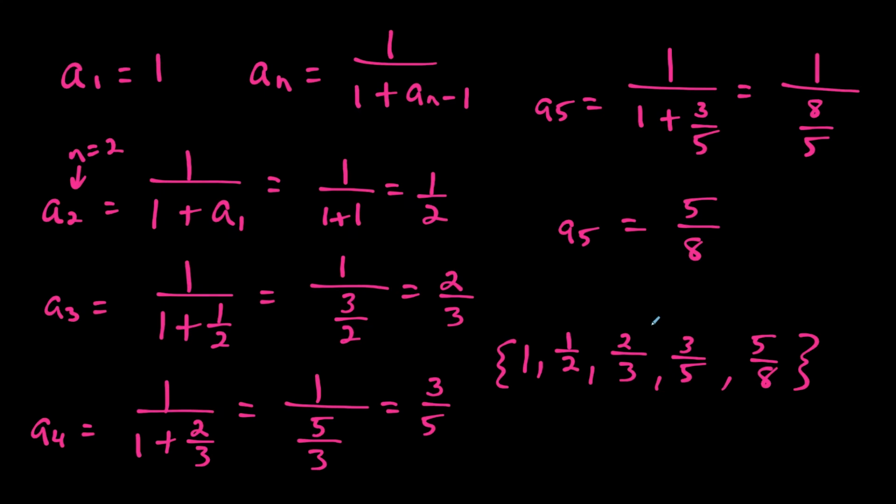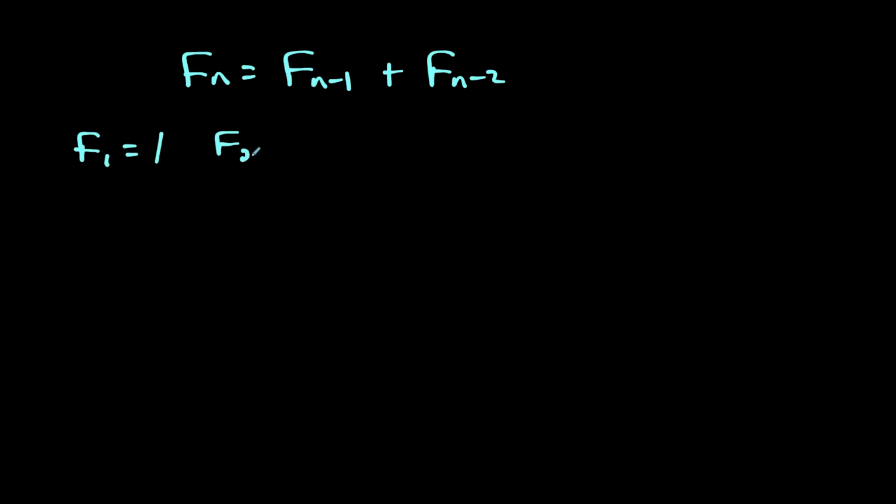Now, it would be hard to make a video about recursive sequences and not mention the Fibonacci numbers. So here's the recursive sequence for the Fibonacci numbers. The nth Fibonacci number is equal to the sum of the 2 previous Fibonacci numbers. And we start off here by saying the first Fibonacci number is 1. And we could say the second Fibonacci number here is also 1.